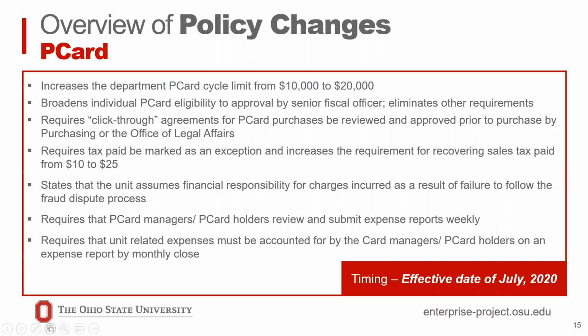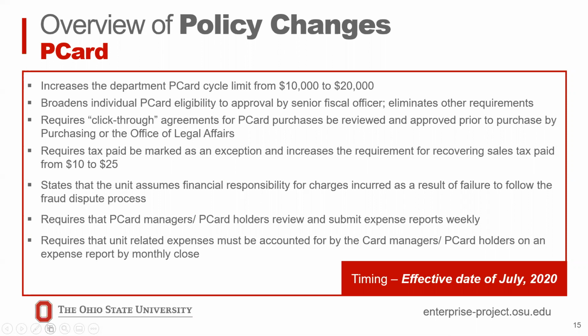We are requiring click-through agreements. Those are the agreements you have when you're buying things online. At the bottom, you see that little box that says, I accept the terms and conditions. Those should be reviewed by either the purchasing office or the Office of Legal Affairs, depending on the type of contract.